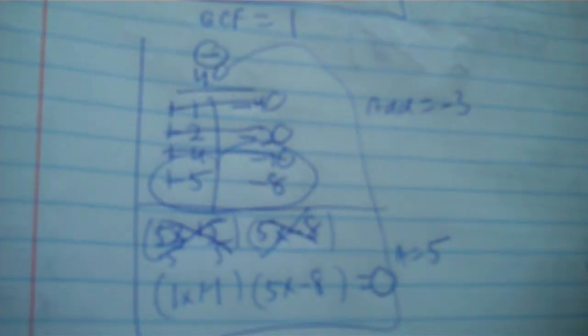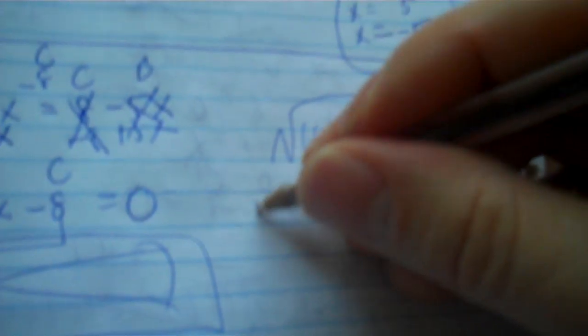So if it's not a 1, I need to set up 2 sets. So I go 5, 5, x plus 5, and x minus 8. 5 and 5, we divide by 5, and that's 1x plus 1. If it's the same number, you divide by that number. 5 and 8 would stay 5x minus 8. Okay, so F1, F2: 1x plus 1 equals 0, 5x minus 8 equals 0.